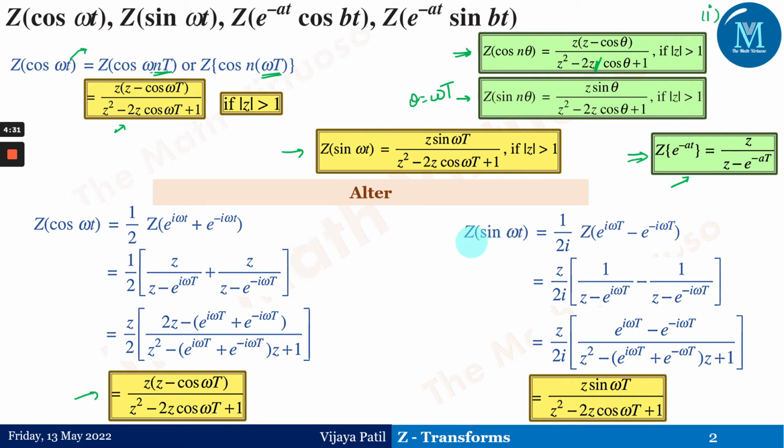So this is nothing but the Z transform of sin of omega t. In a similar way to what we have done here, we can easily get this particular formula. Therefore, we have now got the Z transform of cos of omega t and sin of omega t in this slide.